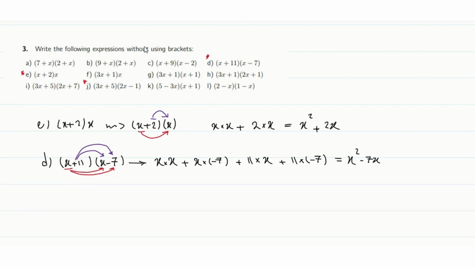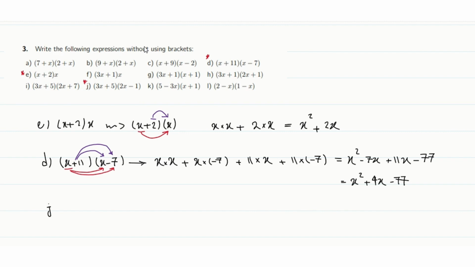11 times x would be plus 11x. And 11 times -7 would be -77. And we can take away 7x from 11x, which would be x squared plus 4x minus 77. Now let's solve the last one, and you can do the others at your convenience.